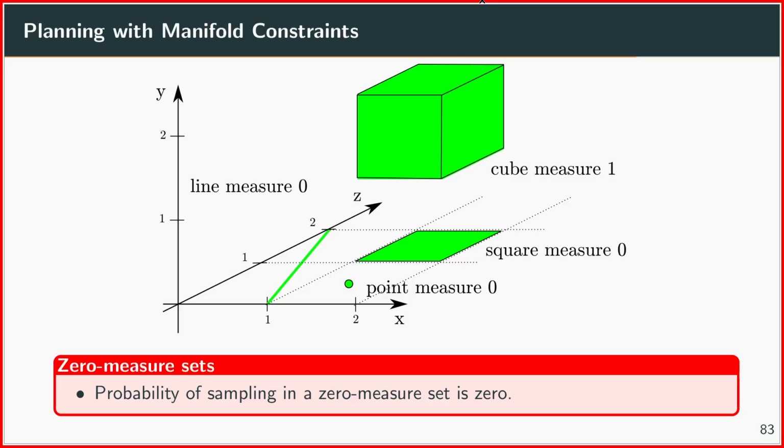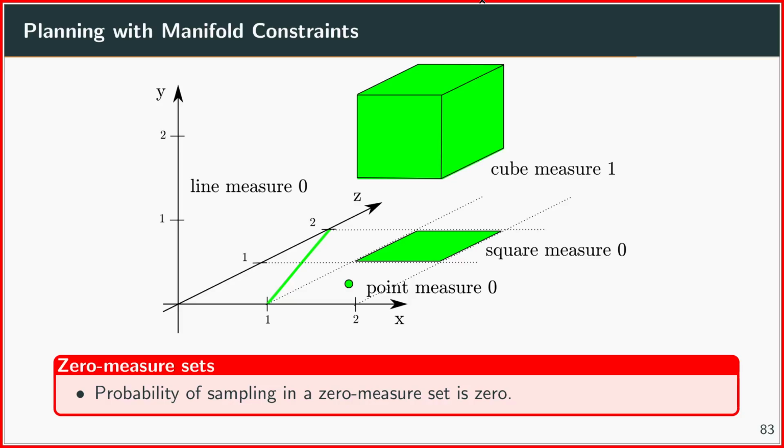So if you have, for example, a line, then d is 1. You need 1 parameter to describe the line. A square, you need 2 parameters. A point, you need 0 parameters. And a cube, you would need 3 parameters. And so, of course, 3 is equal to the number of dimensions here. So the cube would not be a zero measure set, but all of the others would be zero measure sets. And so this is how you can do that, but in n dimensions.